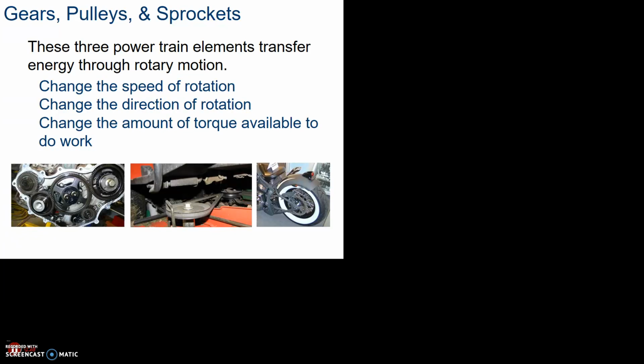Now they have various different methods of doing that. They can use pulleys, as you can see here. You have sprockets and chains, like on your motorcycle or your bike, or you can have a traditional gear system. Now I want to emphasize, this is not a mechanical advantage. Gears, pulleys, and sprockets do not create mechanical advantage. They only change the speed of rotation, the direction of rotation, and the amount of torque.